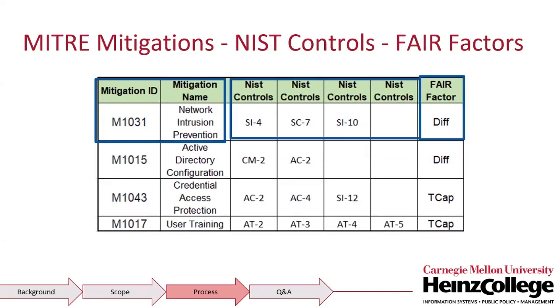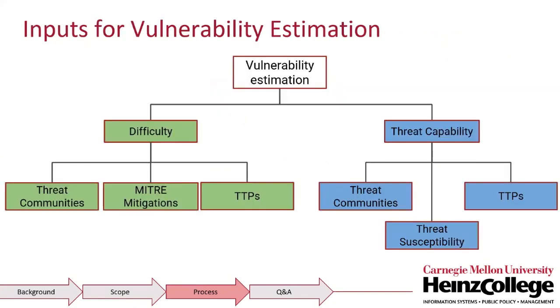And then this table will show you a deep dive into how mitigations were mapped to multiple NIST controls and what the applicable FAIR factors are. This shall aid CISOs to formalize their cyber investment strategies and comply with government regulations. Okay, as a result, as represented in the green boxes, we have estimated the difficulty factor. And now we'll focus on the right-hand side, which is the threat capability calculation, as represented in the blue boxes in the ontology, and as a second main input for the vulnerability estimation.